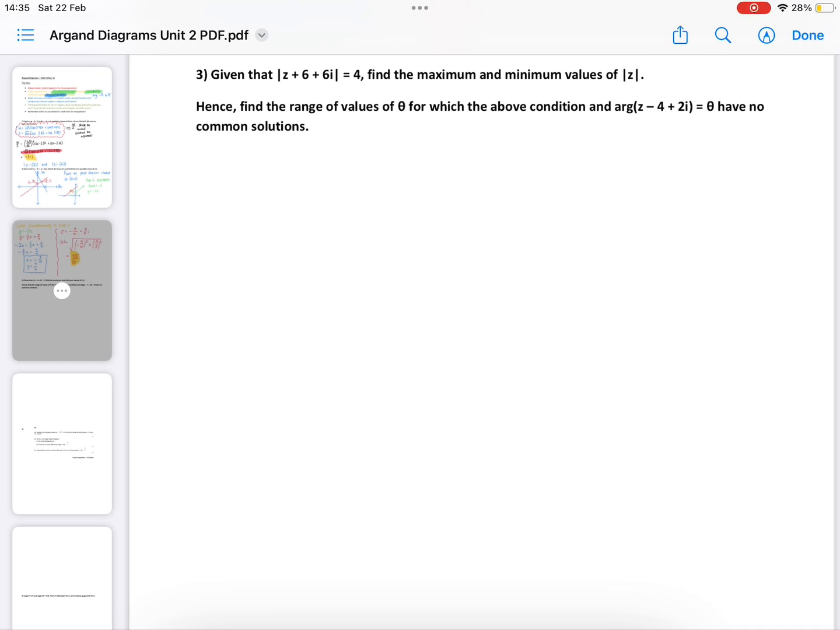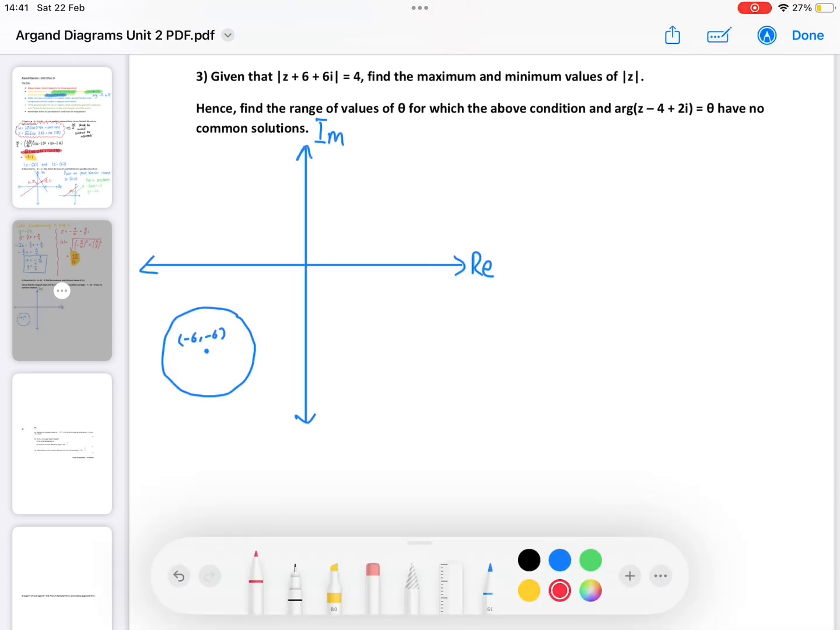Given that the modulus of z plus 6i equals 4, find the maximum and minimum values for the modulus of z. Hence, find the range of values of theta for which the above condition and the argument of z minus 4 plus 2i equals theta have no common solutions. So to save a little bit of time here, I've just drawn the diagram in for you, but it's relatively straightforward. So we've been told the modulus of z plus 6i equals 4. So that is going to be geometrically a circle of radius 4 and centre minus 6, minus 6.